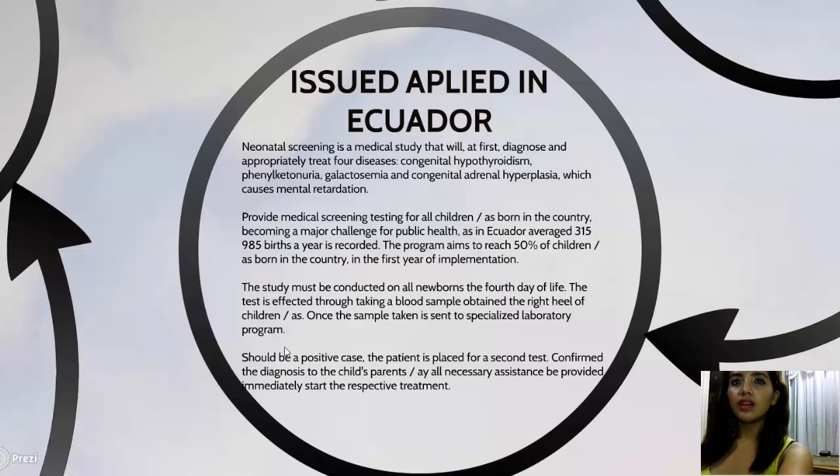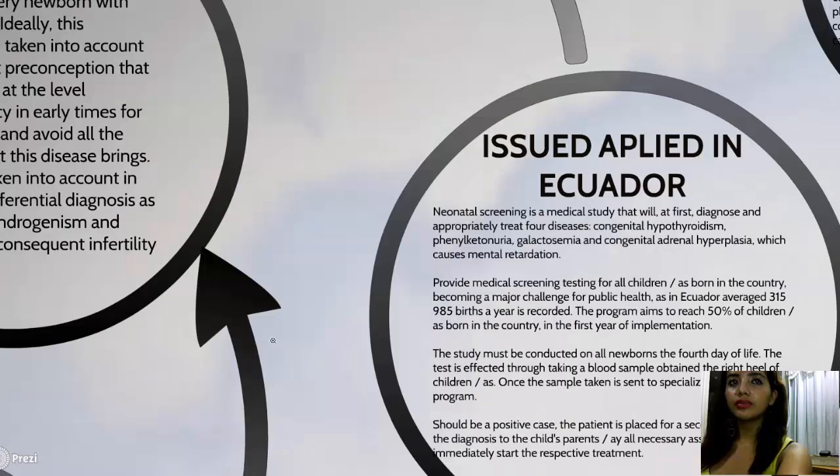In Ecuador, an average of 315,985 births a year is recorded. The program aims to cover 15% of children born in the country in the first year of implementation. The study must be conducted on all newborns on the fourth day of life. The test is done by taking a blood sample from the newborn. Once taken, the sample is sent to a specialized laboratory program.